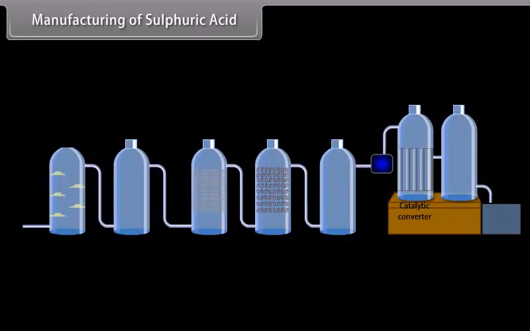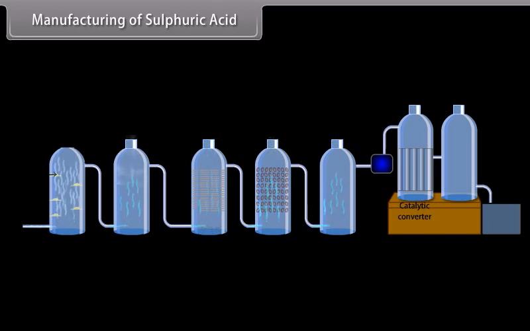Manufacturing of sulphuric acid. The manufacturing of sulphuric acid starts from the sulphur burner. Here, sulphur dioxide is produced. This sulphur dioxide passes through a dust precipitator, which removes dust from the gases. A scrubber is used to remove the soluble impurities. After that, a drying tower removes the moisture from the gases. Then, gases pass through an arsenic purifier, which removes impurities of As2O3.